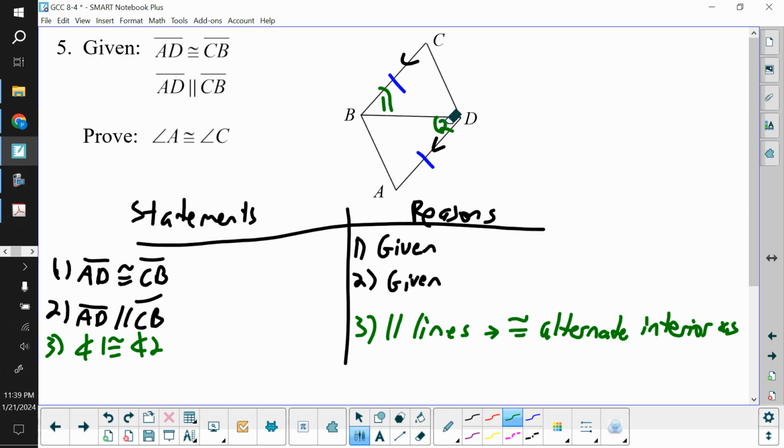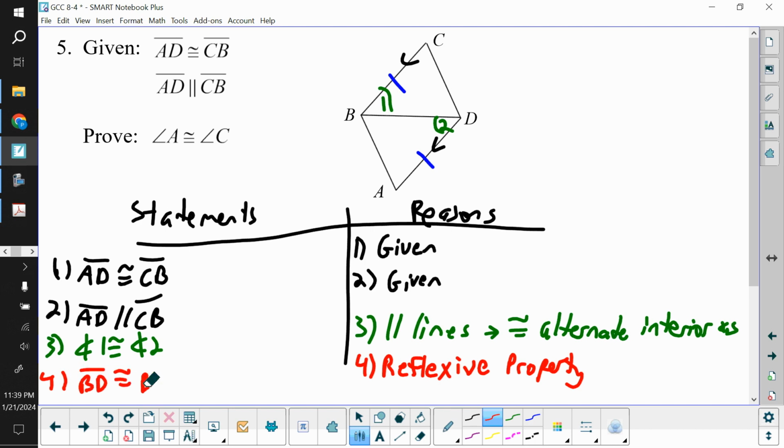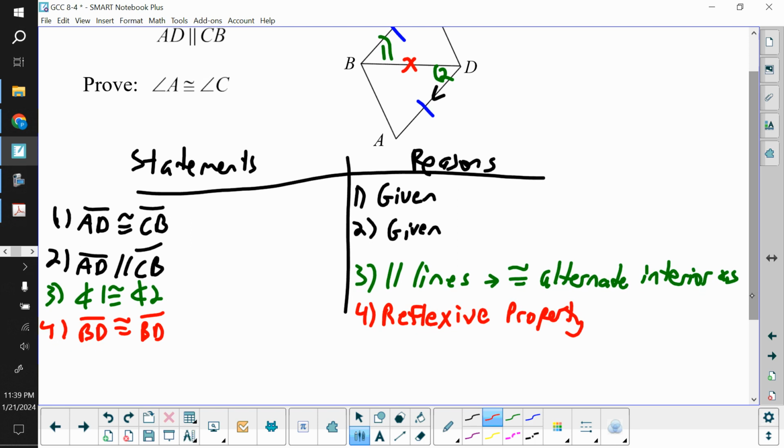So we currently have that blue side, the green angle. We can get an easy thing with reflexive. So reflexive property, which would give us BD congruent to BD. Using the reflexive and that blue side and the green angle, which is right in the middle, that's going to give us side angle side congruent to side angle side.